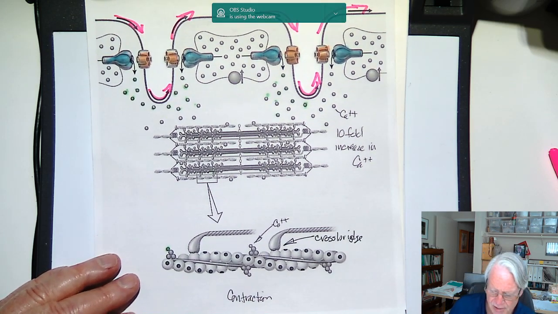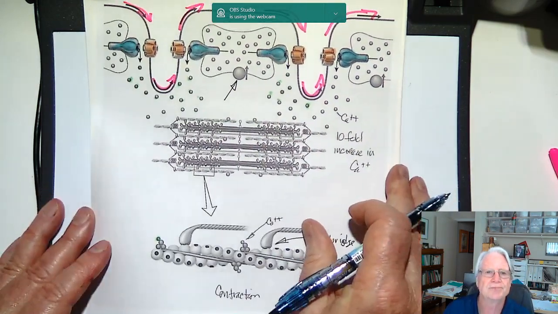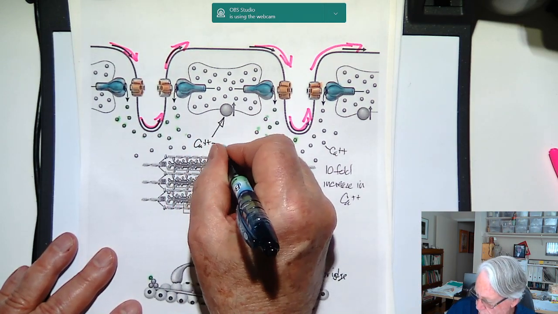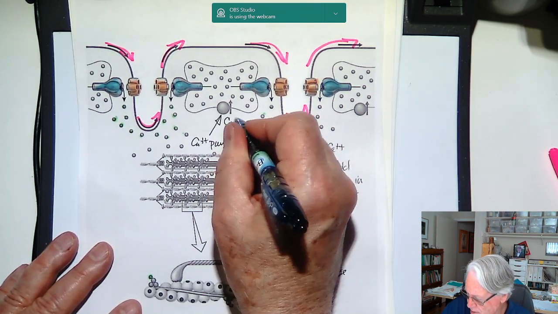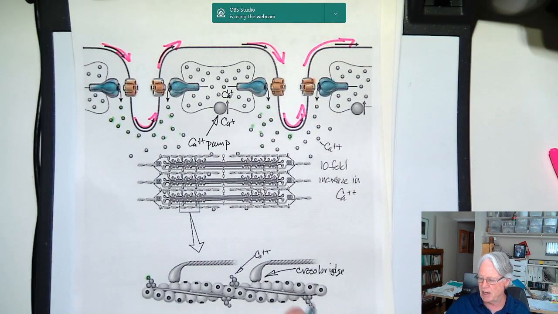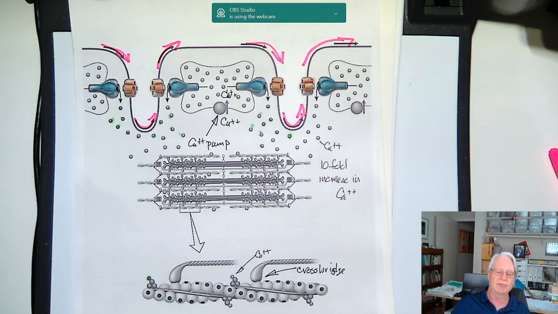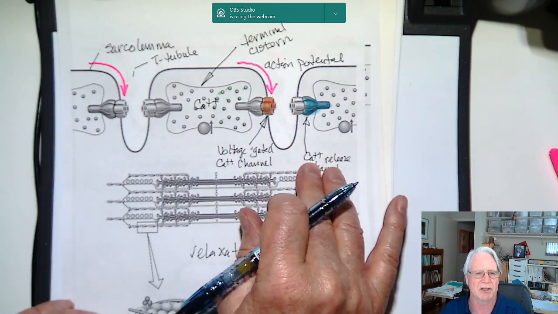One last piece of information here, and that's this structure right there. This is a calcium pump, and it's constantly pumping calcium back into the sarcoplasmic reticulum. It never stops pumping calcium back into the sarcoplasmic reticulum. It's always running, never stops. So in the relaxed state, it removes all of the calcium. Well, not all, I shouldn't say that.